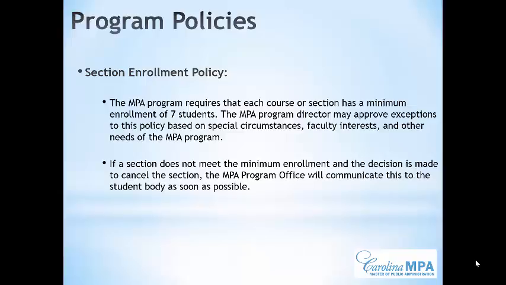Given these complementary objectives, the MPA program requires that each course or section has a minimum enrollment of 7 students. The MPA program director may approve exceptions to this policy based on special circumstances, faculty interests, and other needs of the MPA program. If a section does not meet the minimum enrollment and the decision is made to cancel the section, the MPA program office will communicate this to the student body as soon as possible.